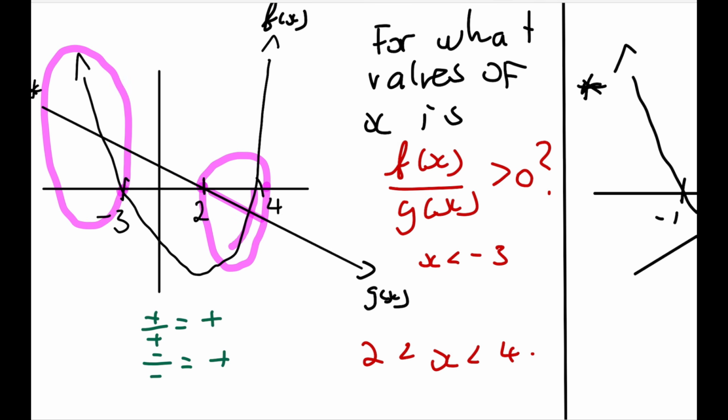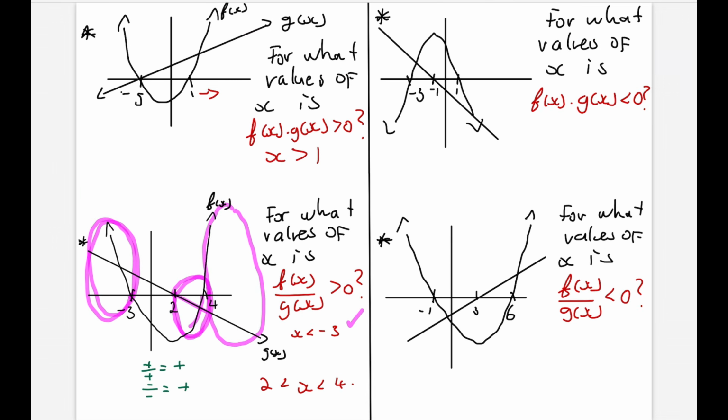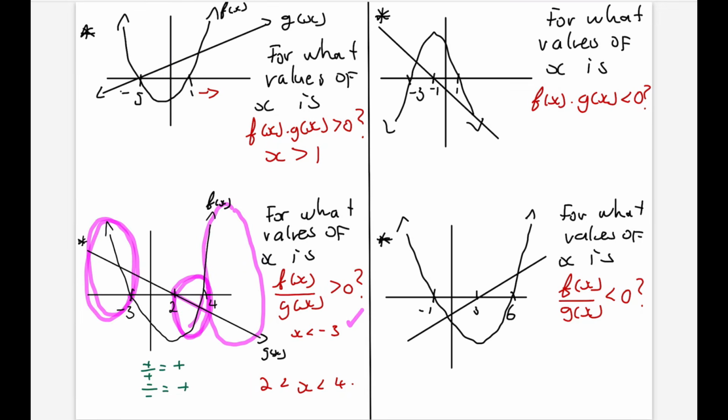What about the region after 4? Does this work? No. Here, the parabola is above and the straight line is below. So the only possible answers are x less than -3, because everything to the left of -3, we've noticed both graphs being above the x-axis, and x between 2 and 4, because again here we now notice them both being below the x-axis.